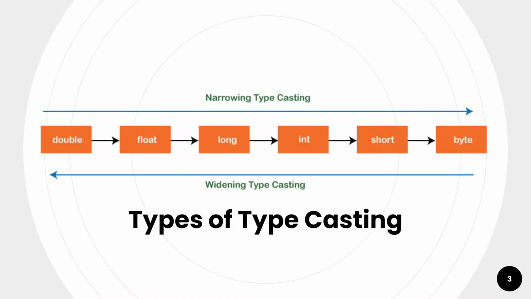The next type is narrowing typecasting. Converting a higher data type into a lower one is called narrowing typecasting. It is also known as explicit conversion or casting up. It is done manually by the programmer. If we do not perform casting, then the compiler reports a compile time error. Let's understand them with a simple example now.